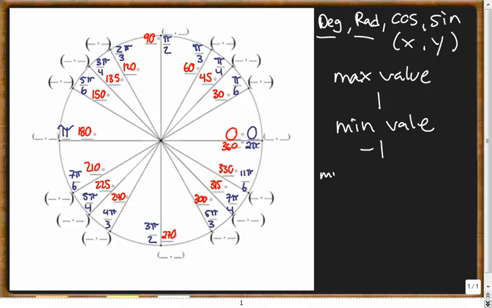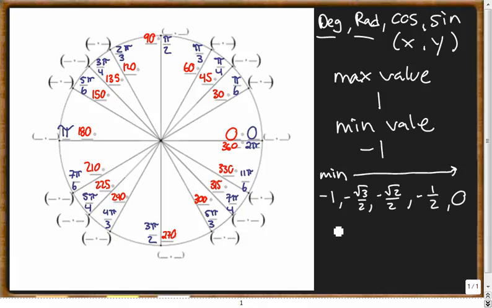So when we start with our minimum value, your minimum value is always going to be negative 1. And as you move across, you cycle through the following numbers. So you go from negative 1, there's a negative square root of 3 over 2. You have negative square root of 2 over 2. You have negative 1 half, 0.